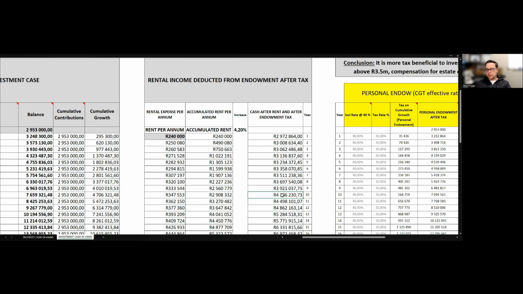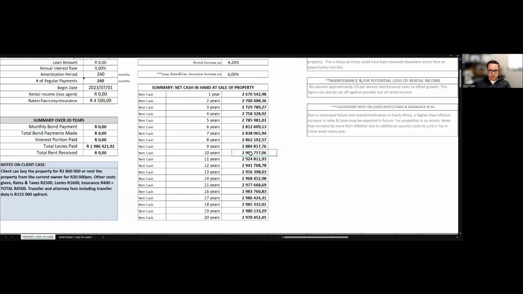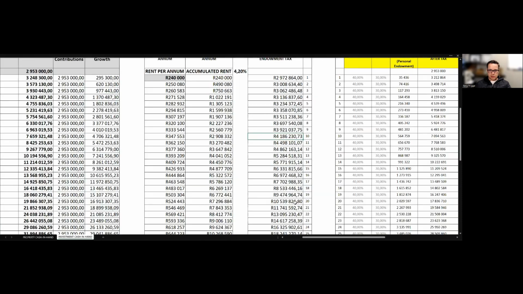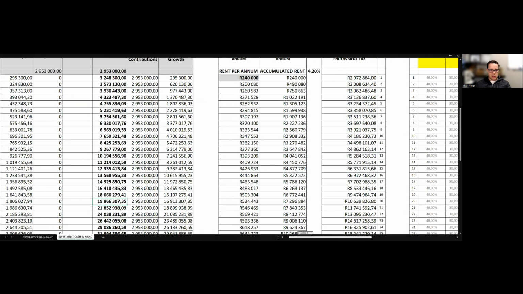So in effect, you'll have 4.1 million Rand in your investment, even considering all the rental income that you've paid. Okay, it's quite important. Let's see what it is compared to the property. Property after 10 years is 2.9 million. Okay, let's look at the 20-year figure. After 20 years, your actual investment will be 19 million Rand.